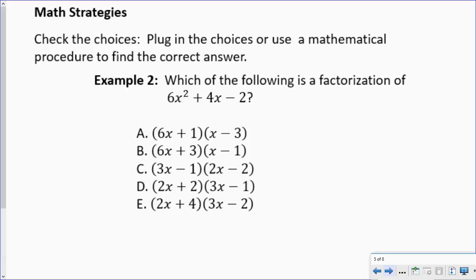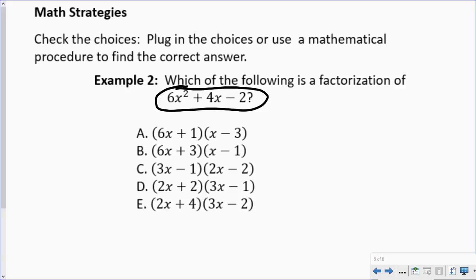All right, so that was estimation. Now here's check the choices. So plug in the choices or use a mathematical procedure to find the correct answer. On this one, we want to know what it is factored. Well, since all the choices are parentheses, you could re-FOIL these out and see which one gives you 6x squared plus 4x minus 2.